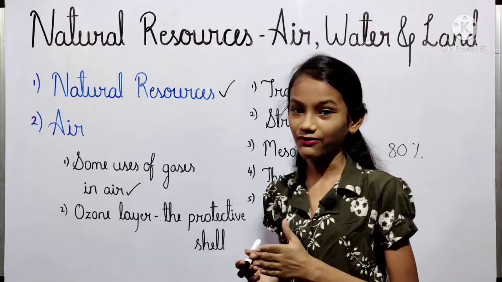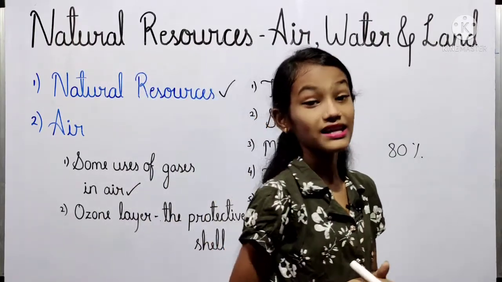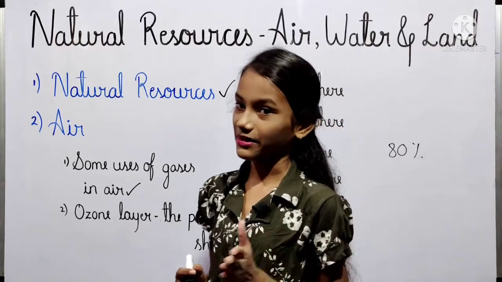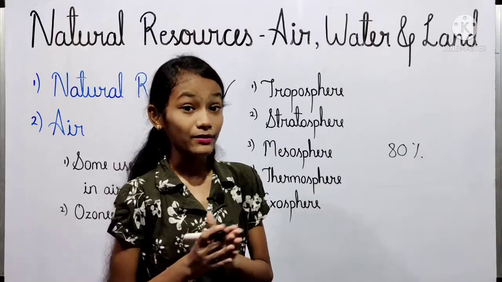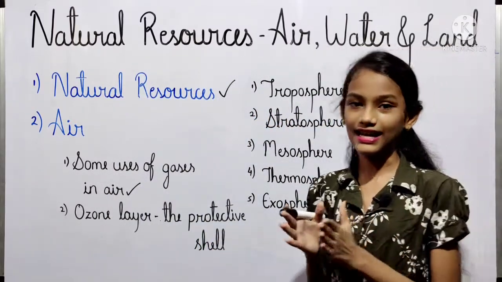Now we will see about the harmful substances released in the air during the combustion of the fuels. So they are: the first one is nitrogen dioxide, second one is carbon dioxide, third one is carbon monoxide, fourth one is sulfur dioxide and fifth one is soot.